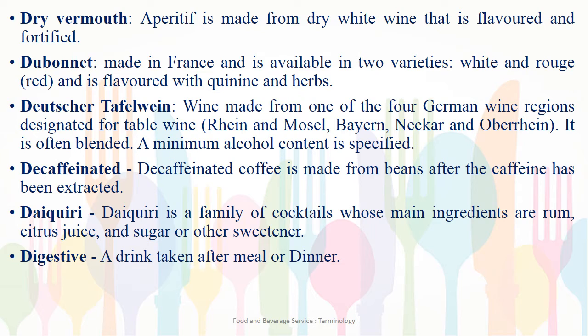Dubonnet. This is made in France and is available in two varieties, white and red, and is flavored with quinine and herbs. So Dubonnet is an aperitif. Deutscher Tafelwein, wine made from German grape varieties, and these are designated table wines. These wines are often blended.